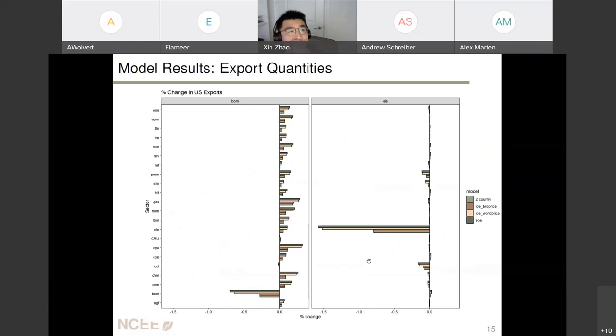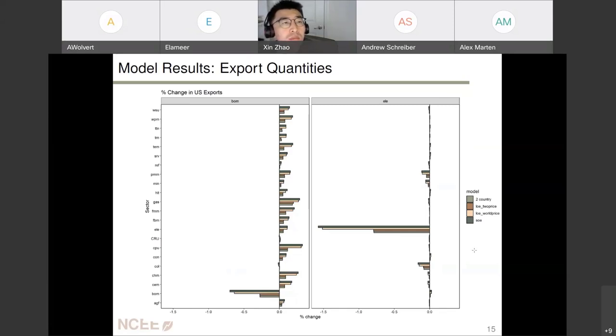So here are the results. This is on the export side of the model, the change in exports. The left hand plot is for the balance of manufacturing, the right is for electricity. The two colors that are most important here are the lighter green and the brown. The lighter green, which is the bottom color, I'm not sure why it's inverted on the legend versus the way it's represented in the graphs, but that's the two-country model, or the so-called truth. And then the brown is the large open economy two price.